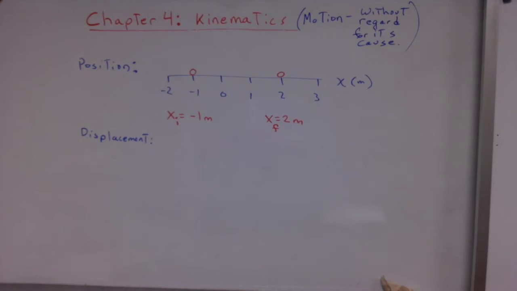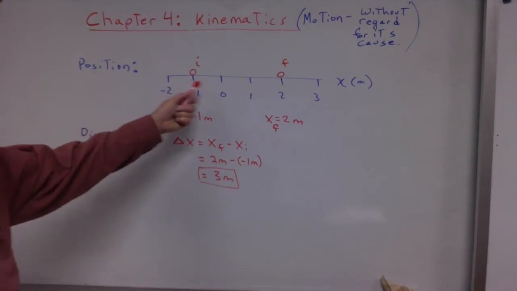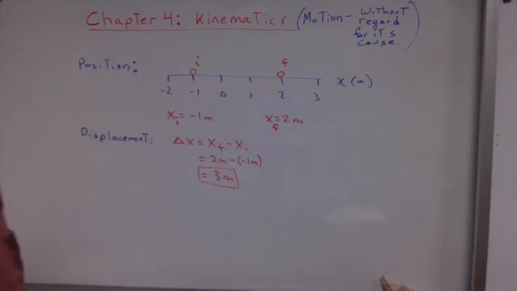What's the displacement? It's the change in position. That's the x final minus x initial. That would be 2 meters minus a -1 meter. And notice I'm using the units and the formula to show you what's going on. The displacement is 3 meters. Now that's for the ball going from this initial position to that final position.